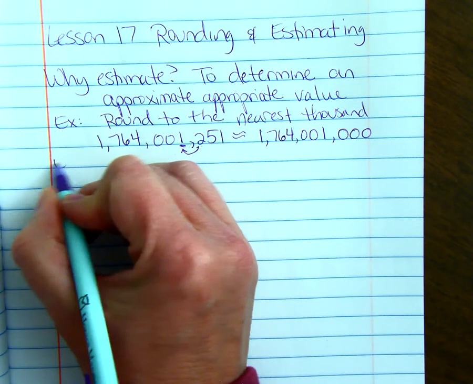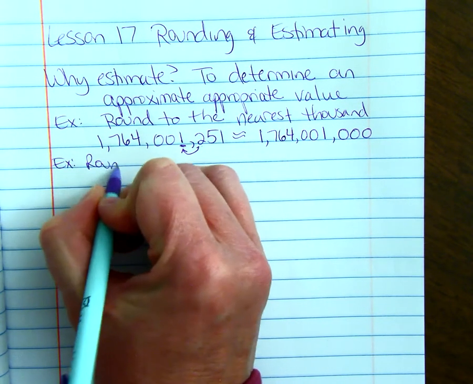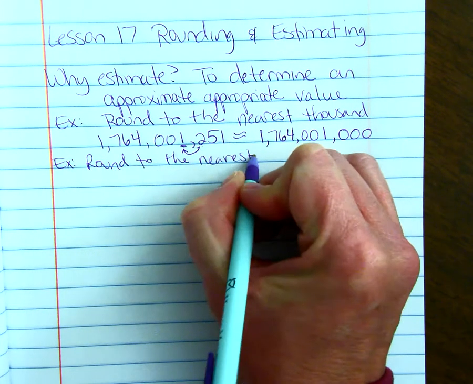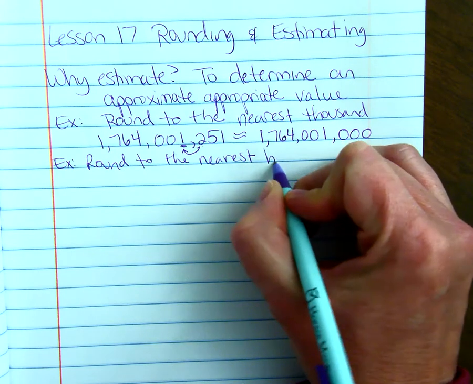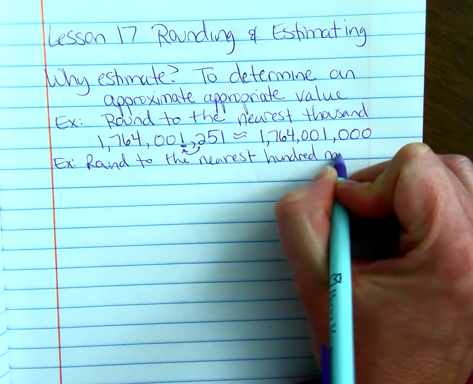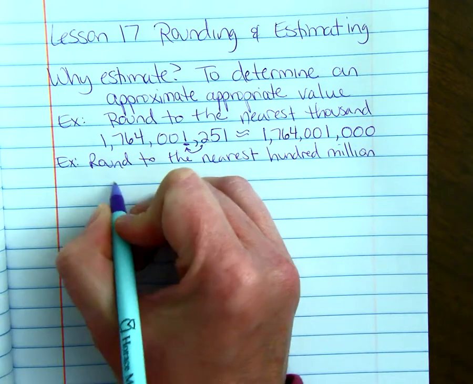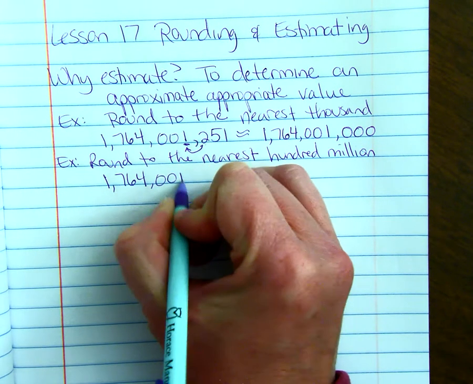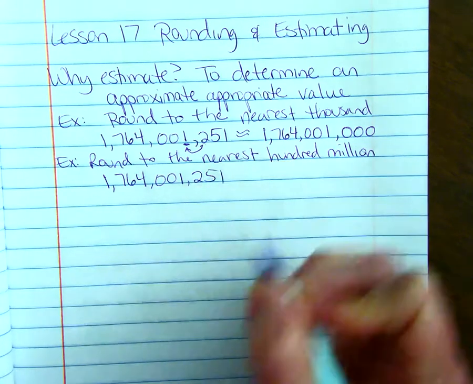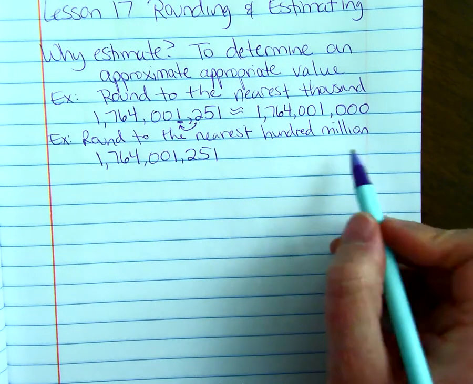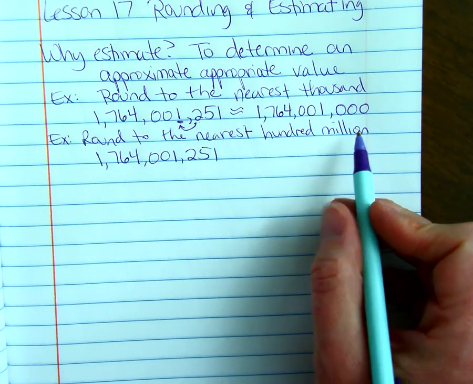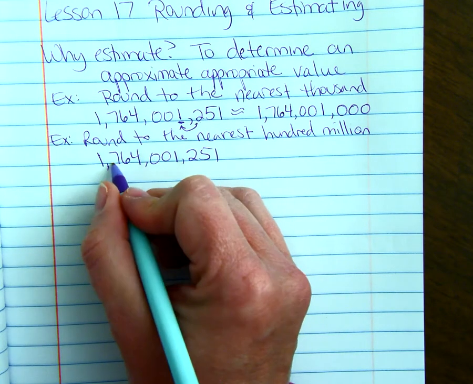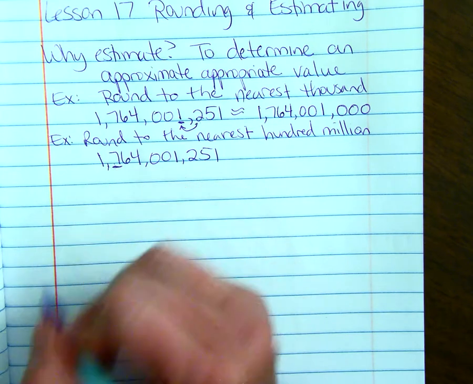Here's another example. Round to the nearest 100,000,000. We're going to use the same number, 1,764,001,251. So we want to round to the nearest 100,000,000. We have to find the 100,000,000 place, which this group of 3 right here is the million. So 100,000,000 is right here, the 7.